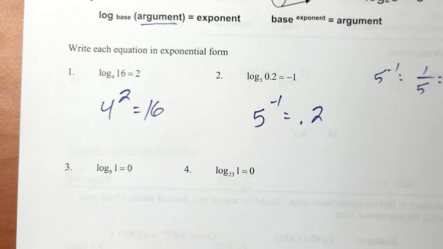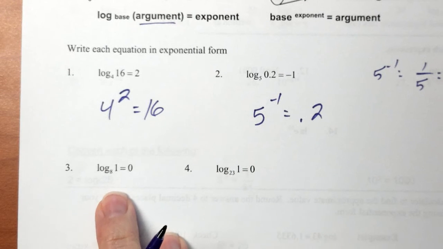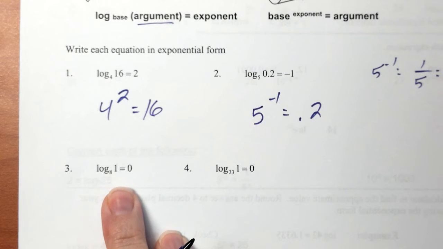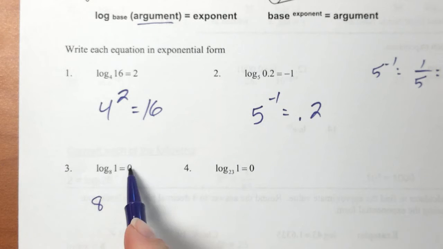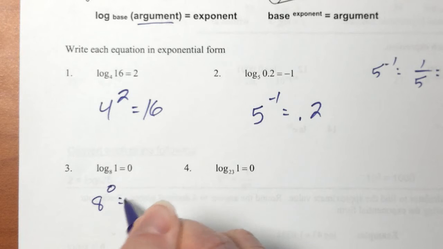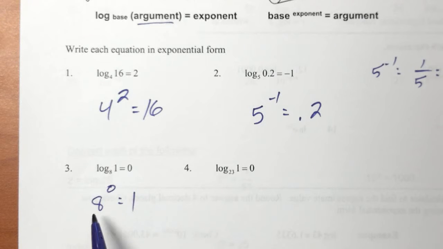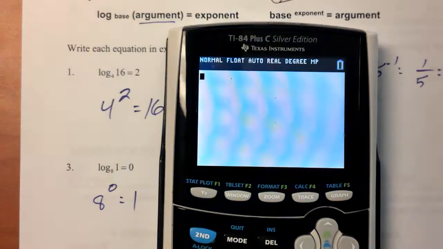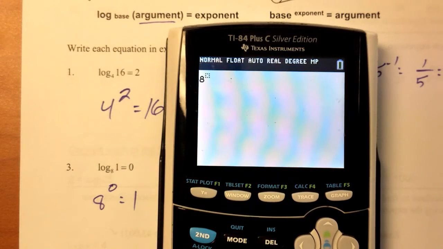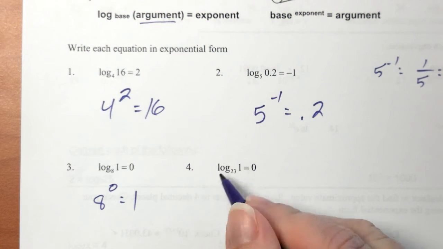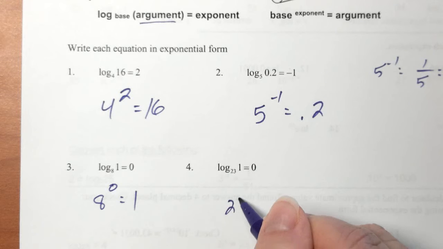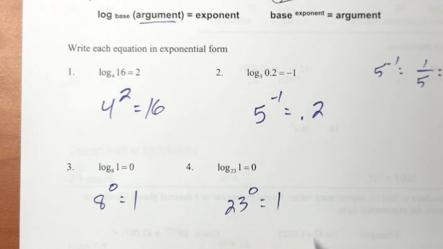All right. Here, log base 8 of 1 equals 0. So the base of our log is the base of our exponent, raised to this exponent over here equals our argument. And sure enough, 8 to the 0 is 1. Remember, anything raised to the 0 is 1. Actually, any non-zero number raised to the 0 is 1. So that checks out. Same idea here. This is a log, we're converting to an exponent. So 23 to the 0 equals 1.